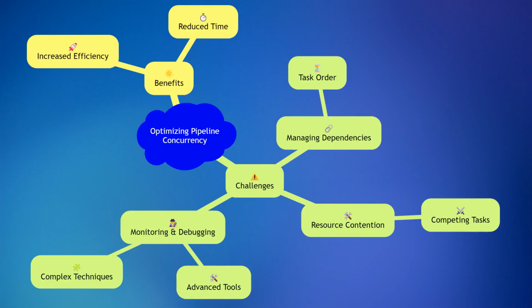While optimizing pipeline concurrency has many benefits, it also presents several challenges. One of the primary challenges is managing dependencies between tasks, as some tasks may need to be completed before others can start. Another challenge is resource contention, where multiple tasks compete for the same resources, leading to potential conflicts and delays.